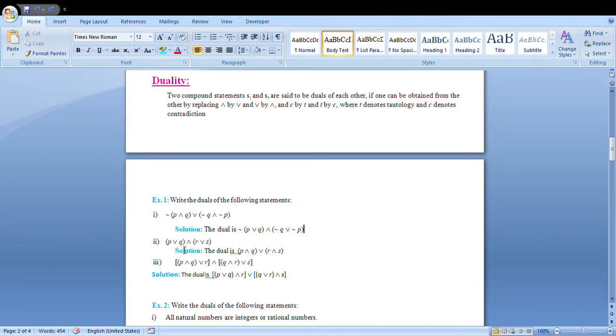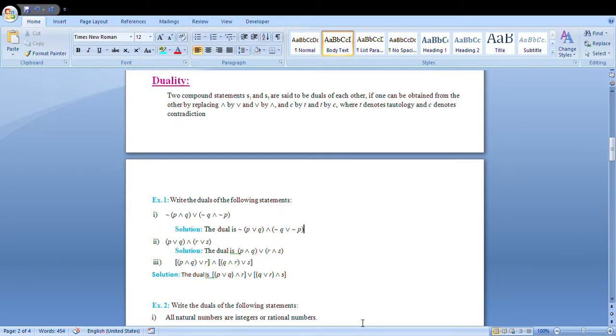Number 2, P or Q and R or S. So the dual is P and Q, or R and S. Dual of P and Q or R and Q and R or S. Just replace the and or signs. So the answer is P or Q and R or Q or R and S.